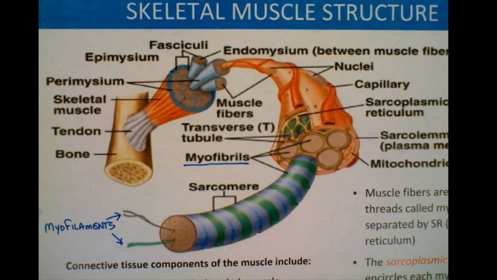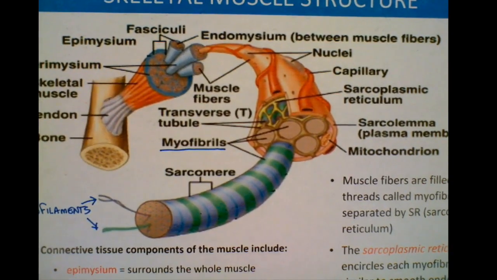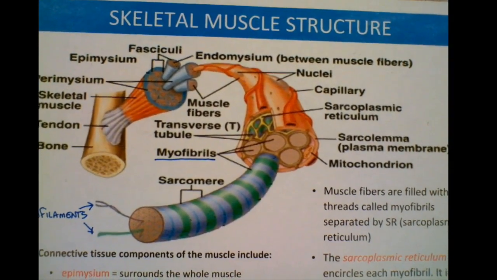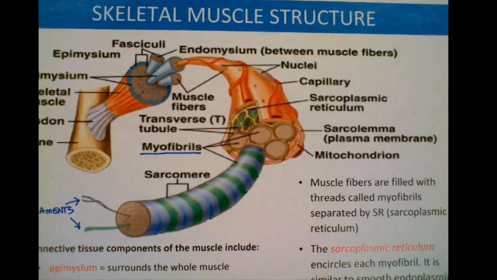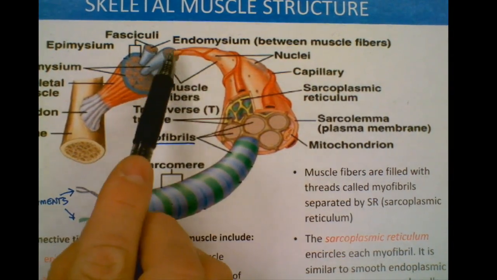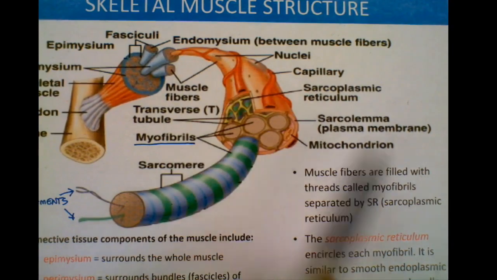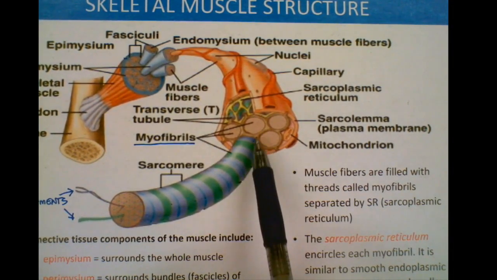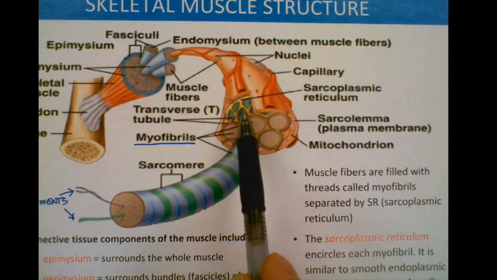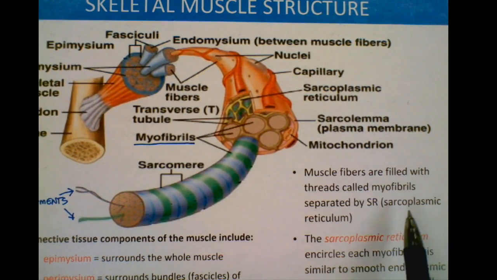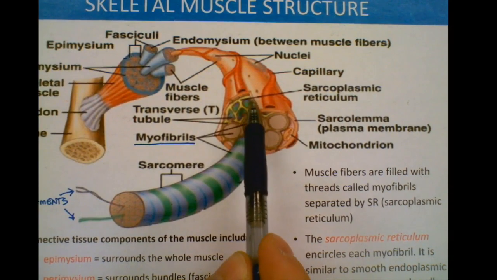All right? So over here on the side, I'll kind of zoom out here, I have written that muscle fibers are filled with threads called myofibrils. All right? So our muscle fibers are built of these bundles of threads called myofibrils. In between the myofibrils is a bunch of smooth endoplasmic reticulum we call sarcoplasmic reticulum. And it's this webbing here.